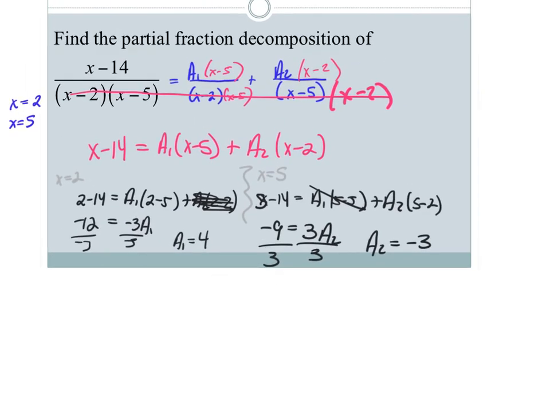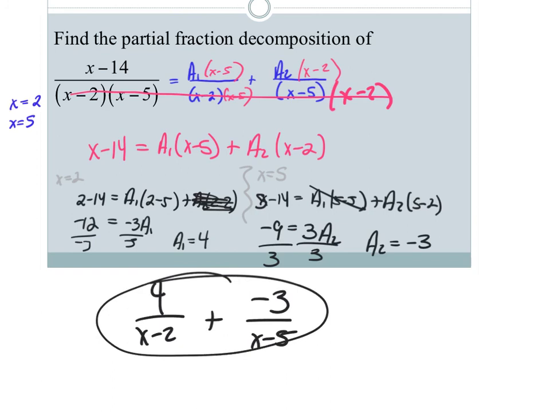So if I'm going to write my partially decomposed fraction, what's my answer going to look like? It's going to be 4 over x minus 3. Perfect. Plus negative 3 over x. Good. Could I have written that as minus 3 over x minus 5? Yeah. Right? Same thing. And how do we check?